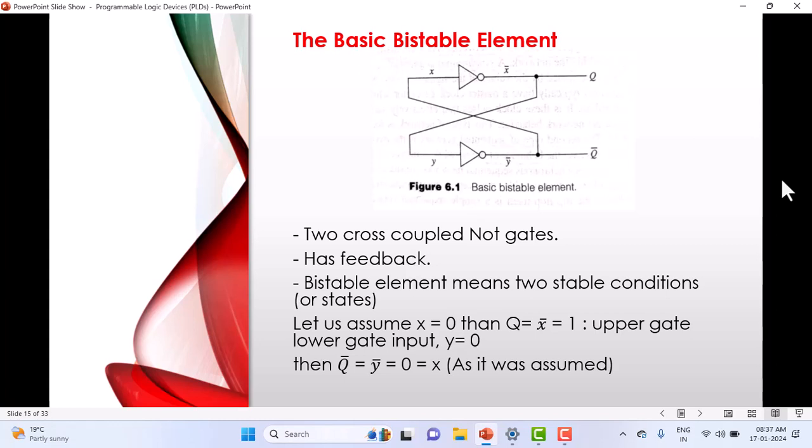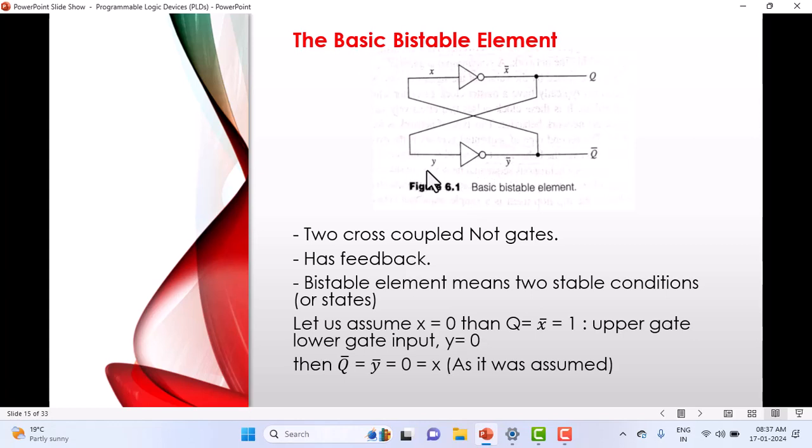Try to understand this because this is a simple inverter, a NOT gate, and these are cross coupled, as you are seeing here. The output of one is the input of the other gate. The output of this particular gate is going as input to the other gate. This is called feedback, when you connect the output back to the input. Look at this. Y bar is the output here, and Y is the input here.